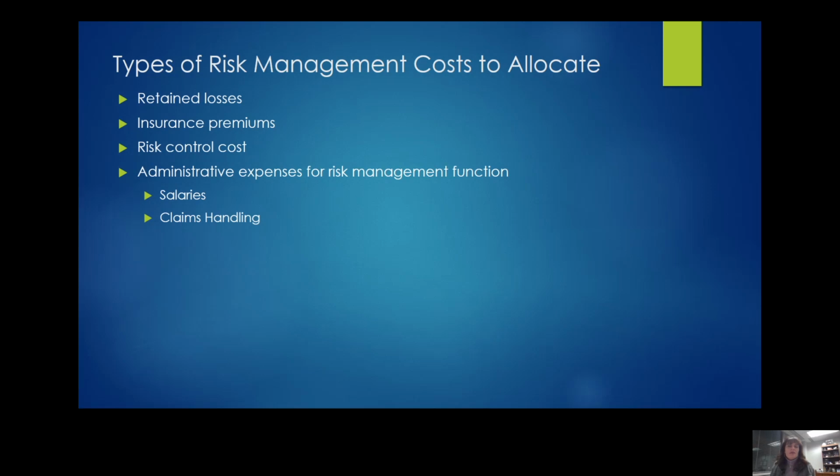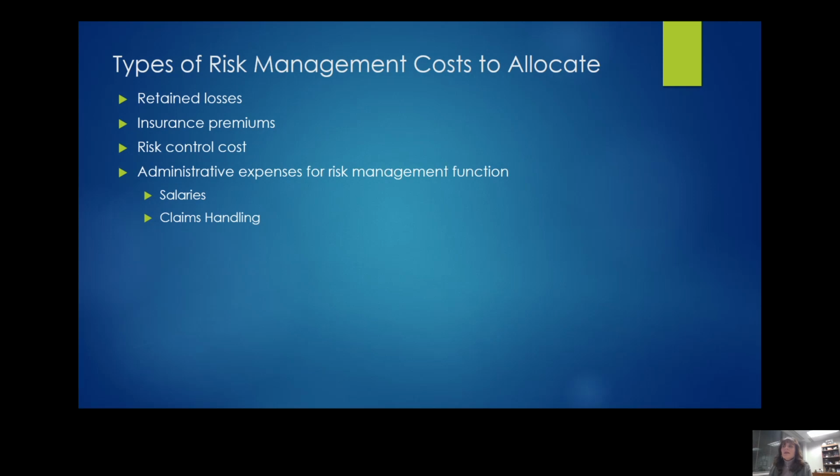So those things that are retained, low dollar, not catastrophic, you decide to retain them, they're within your deductible or your retention. You also have to pay insurance premiums. We have to figure out a logical way to allocate those. Also, if you spend dollars on trying to control costs, maybe minimizing it, you could implement some different measures like safety training. You could implement fire protection systems. Those are all risk control costs.